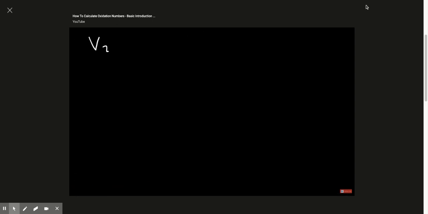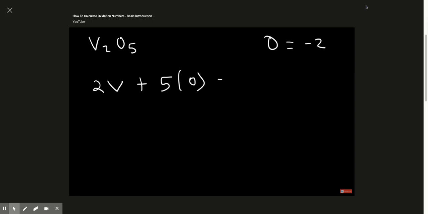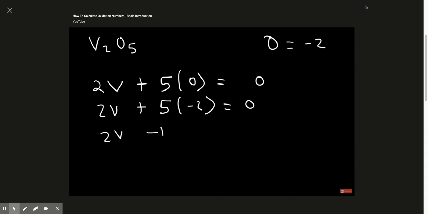Here's another example. Find the oxidation state of vanadium and oxygen in this compound. So this is called vanadium oxide. So whenever you hear the word oxide, oxygen has a -2 charge. So we've got 2 vanadium atoms plus 5 oxygen atoms with a net charge of 0. So each oxygen atom has an oxidation state of -2. 5 times -2 is -10.